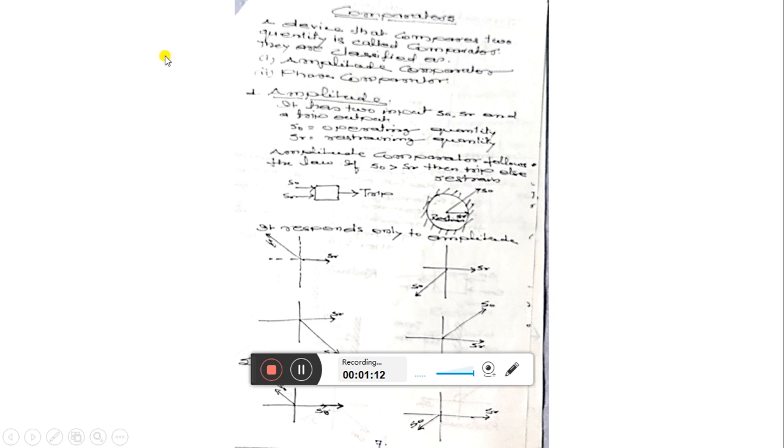So what is an amplitude comparator? An amplitude comparator means if we have two quantities, then we want to compare something between both quantities. The amplitude of one quantity will be greater than the other. It means that we want to compare two quantities in terms of amplitude. That's why it is called the amplitude comparator.